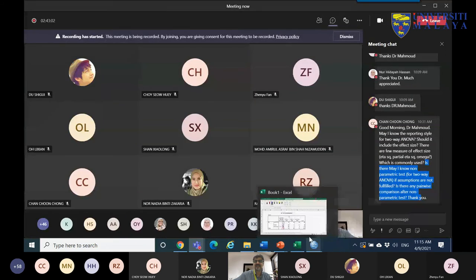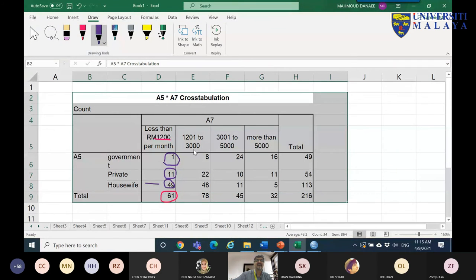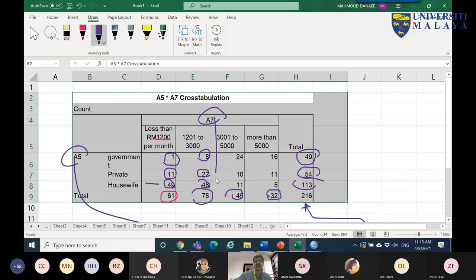Okay, so back to these results. For those people who receive a salary between 1,200 to 3,000 Malaysian ringgit, 8 of them are from government, 20 of them from the private, and the rest are housewives. So this is the cross-tabulation. This is the total number from government, the total number from private, and the total number of housewives. These numbers are the result of the frequency analysis for A5, for example, and this is for A7. But the table includes the details of crossing these two variables, correct?